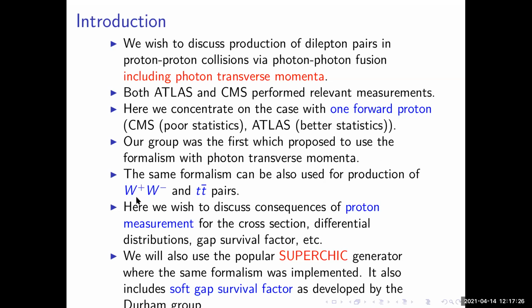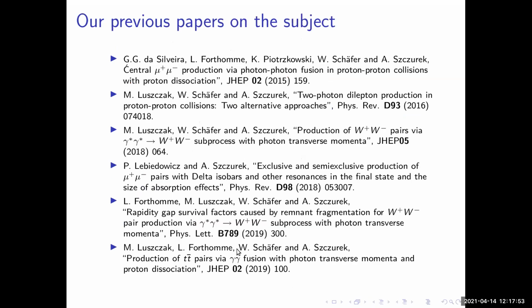The same formalism can be used for the production of other states. I think Lucian Harland-Lang was talking about this in a parallel talk in another session. Here we want to discuss this proton measurement, how much it changes the differential distributions, the rapidity gap, and so on. Finally, I will show some results with SuperChic, which has the soft gap survival factor included. Here I am showing our papers on this subject. We really started in 2015 with Da Silveira, Forthomme, Piotrzkowski, and Wolfgang Schäfer, and then continued with Marta. This was about leptons. Then we went to WW production in this last paper.